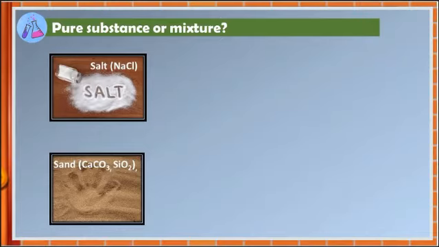Next. Okay, Peñarubia. Yung sand. So, we have calcium, carbon, oxygen, combined with silicon. Mixture po. Very good. So, we have mixture.